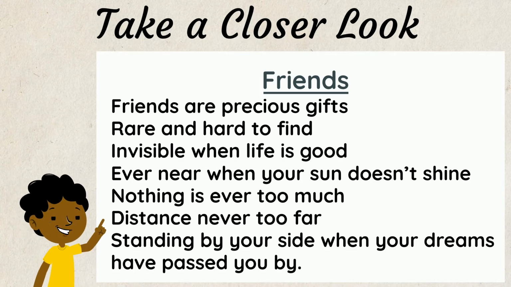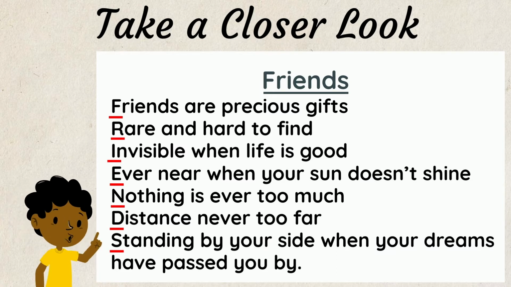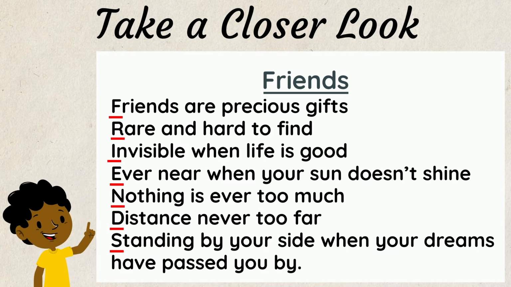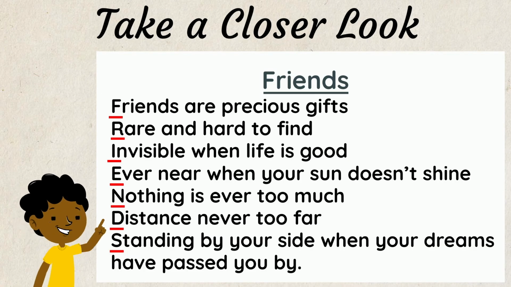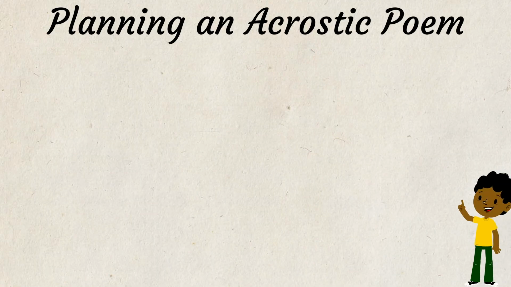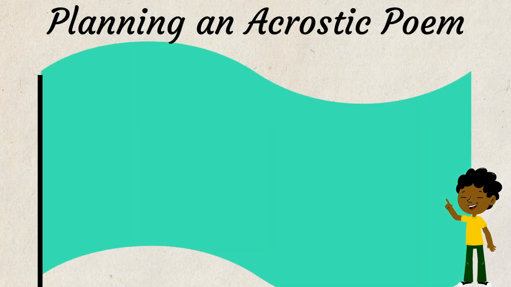This poem uses phrases or sentences to describe a topic. Each line is related to the topic of friends. Each line uses the first letter of the word friends, but has phrases to describe the topic. Acrostic poems can also focus on a name or subject, but use only one word to describe that topic or subject. Now, I will write my own acrostic poem.